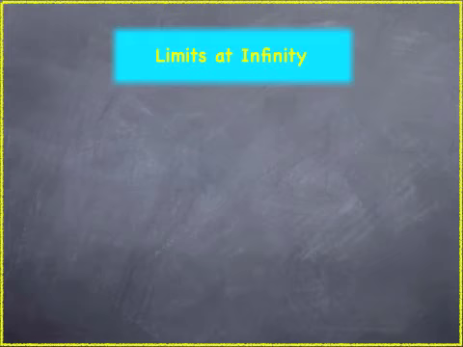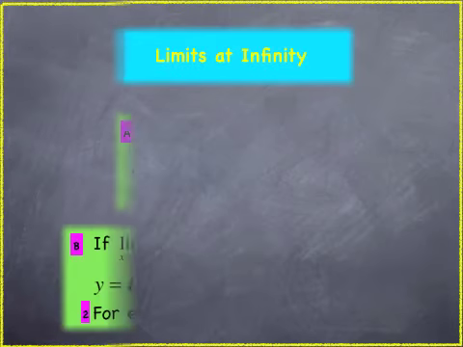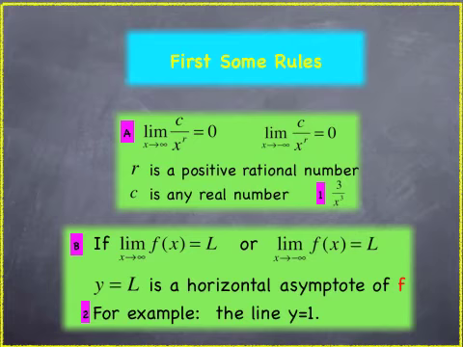Going to learn about limits at infinity. Okay, so first let's go over some rules. If you can see in A, the limit of c over x to the r as x approaches infinity is 0, and the same is true if x is approaching negative infinity, where r is a positive rational number and c is any real number.